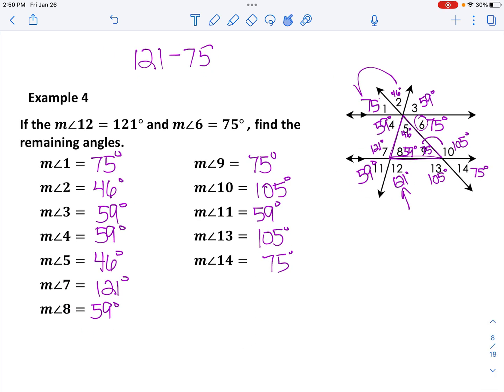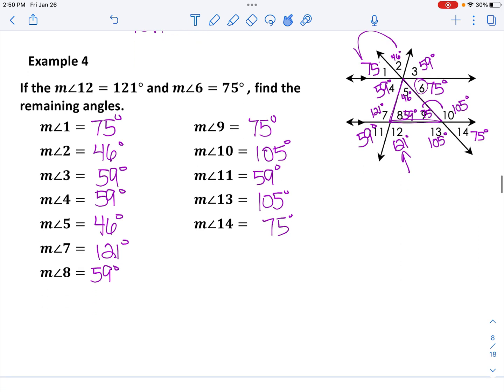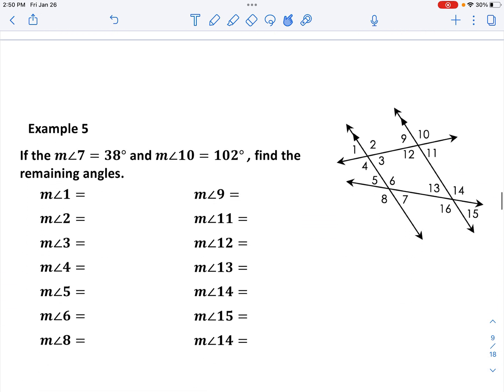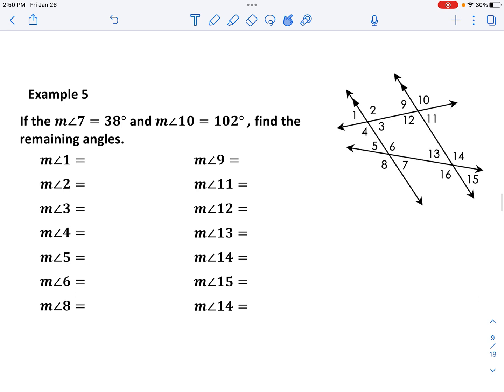All right, so that is working through those and just taking your time and using all the relationships that we've learned about previously, with vertical angles and linear pairs. I would encourage you to give this problem a try. Press pause and see if you can fill out everything here. Then you've really got this down.